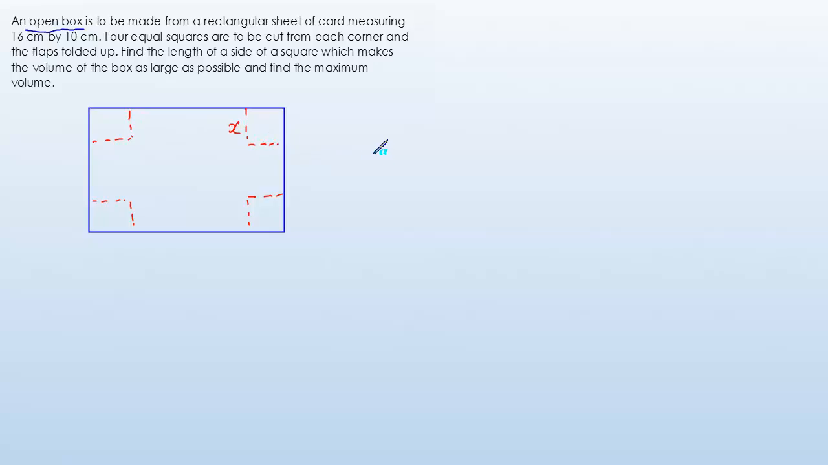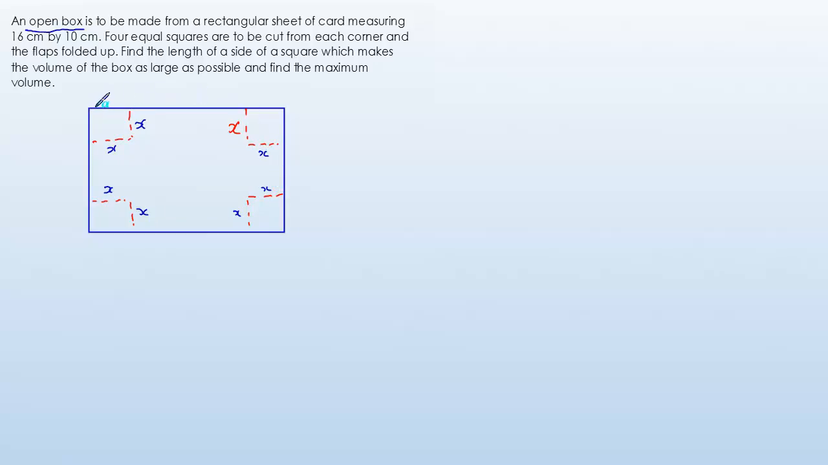So we're talking about a sheet of card like this. We're then going to cut a square from each corner and fold these flaps up in order to make our open box. So if we let this be x, then remember all of these will be x because they're all squares and they're equal.